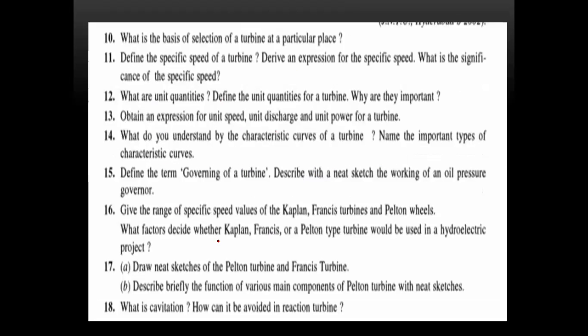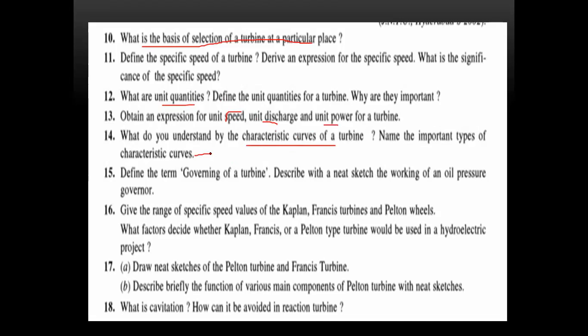సో ఇంత డెరివేషన్స్ రావు, వస్తే నేను చేసేది ఏం లేదు. What is the basis of selection of a turbine in a particular place? What are the unit quantities? Define the unit quantities. Derive the expression of unit speed, unit discharge and unit power. Characteristic curve. What do you understand by the characteristic curve of a turbine? Name the important types of characteristic curves.